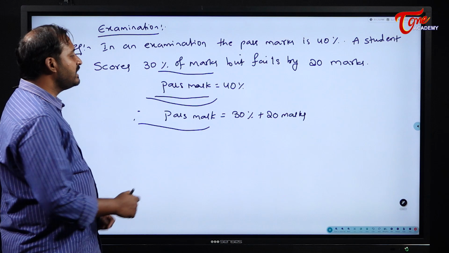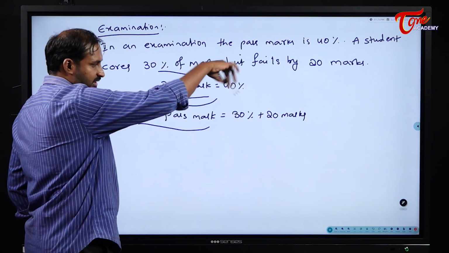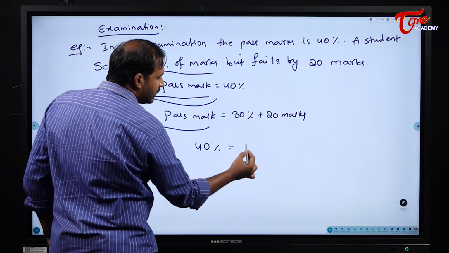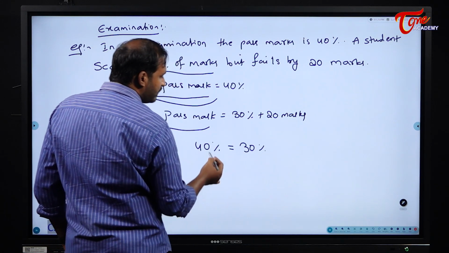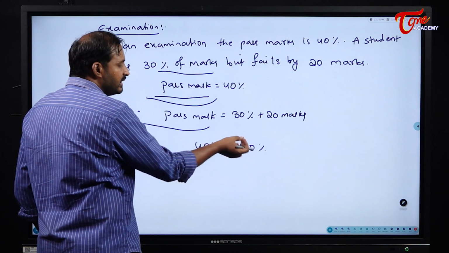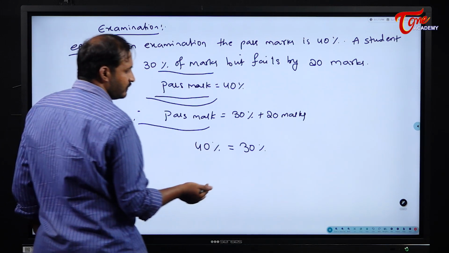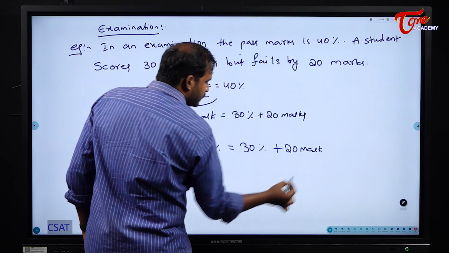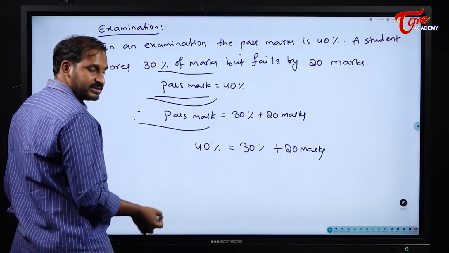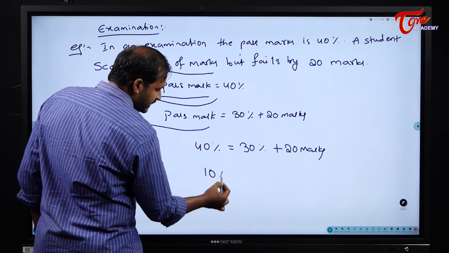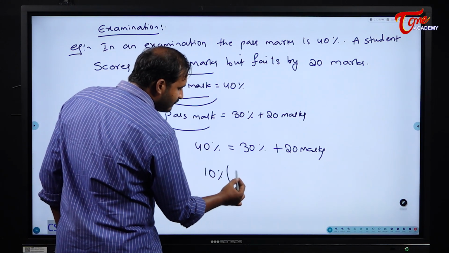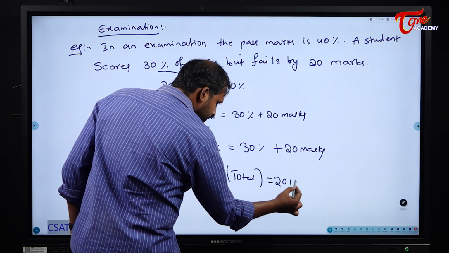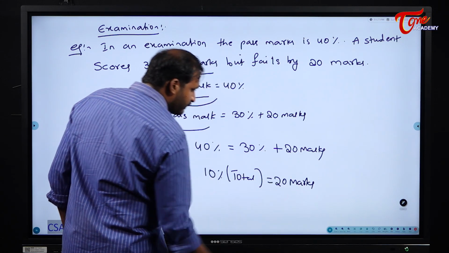So here we got two pass marks. Now please see here, according to the given data, I write like this: 40 percentage is equal to 30%, see, 40% in the sense 40% of total, 30% in the sense 30% of total, plus 20 marks, right? So when I send 30% to this side, it will become what? 10%. Why? Because minus 30. So now I will write 10% of total is equal to 20 marks.